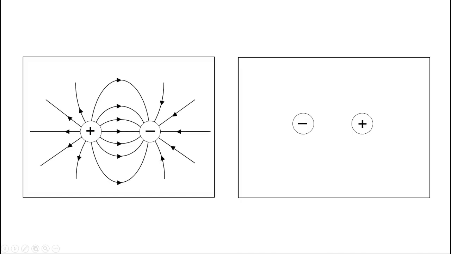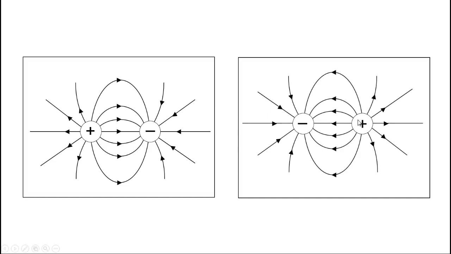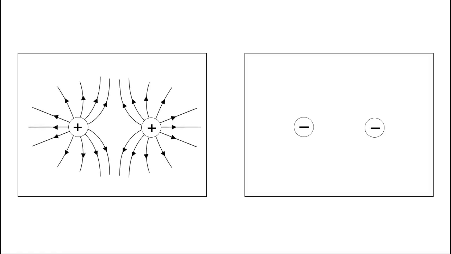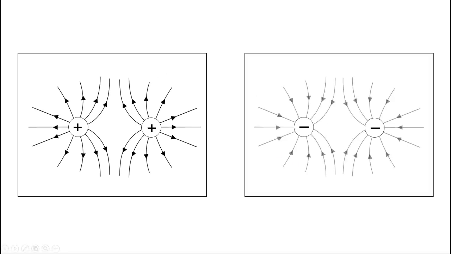If we flip the two and make the negative charge on the left side, we have the same picture, but the arrows point the other way, from positive to negative. But what if we have two positive charges or two negative charges? The field lines do something different. They curve away like this. Over here, the same thing happens, but now the field lines enter the negative charge instead of exiting the positive charge.